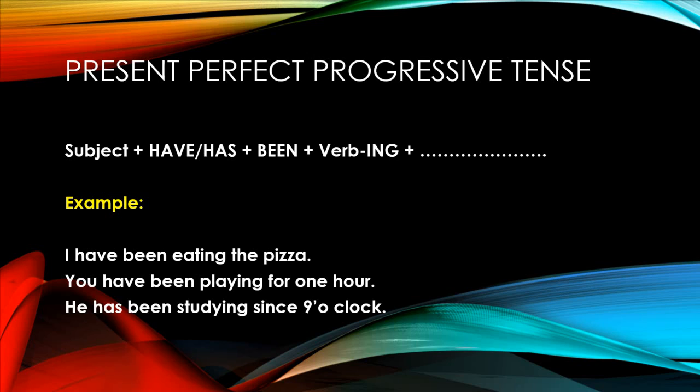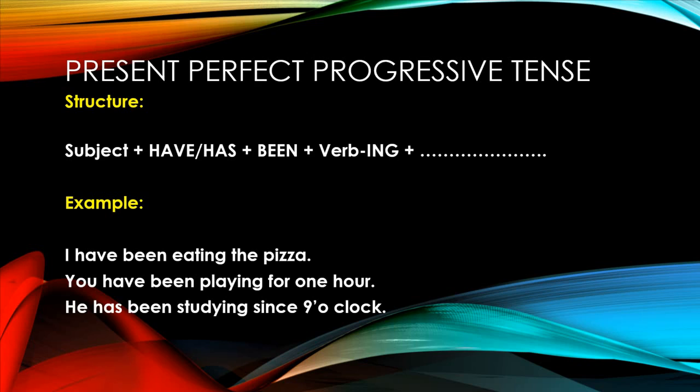So to make the present perfect continuous tense or present perfect progressive tense, you need a structure, and the structure is given below as you can see on the screen. First of all, we will add a subject, and based on the subject we will add have or has, and then we will add been, which is the past participle form of be. Then we will add the verb in the base form with ing, and the rest of the sentence. Here are some examples given below.